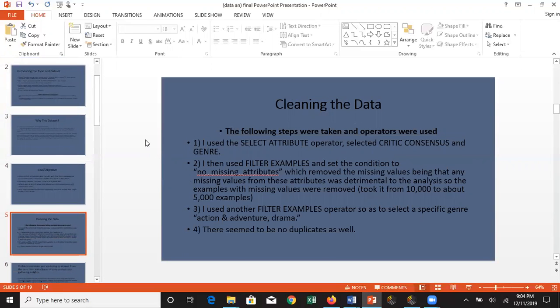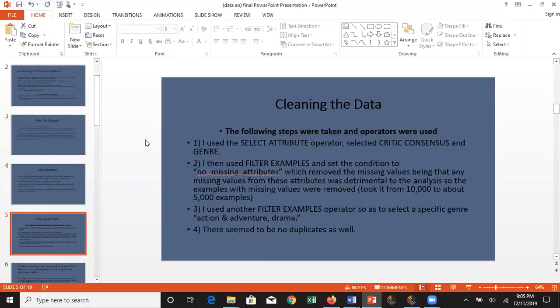As far as cleaning the data, there were a lot of missing values, if you will. Initially, I used select attributes, then filter examples, and replace missing values. But for some reason, there were a bunch of technical difficulties, to put a long story short, and it wouldn't load my data set whenever I kept on doing the process. So I worked around it and found an easier way to do it since I'm only using two attributes.